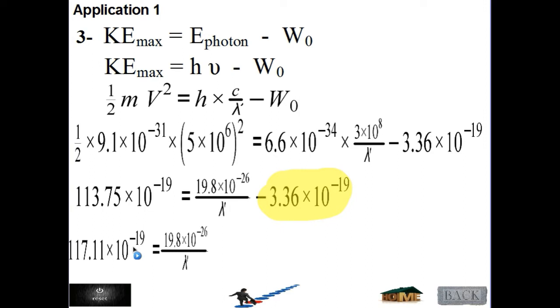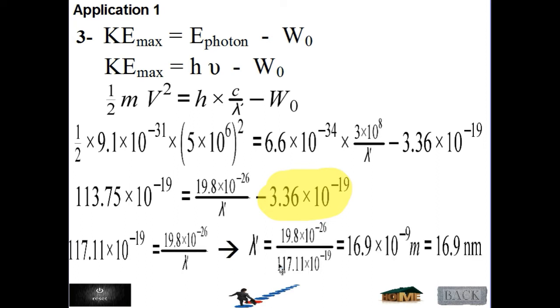And the answer will be 117.11 times 10 to the power minus 19 equals 19.8 times 10 to the power minus 26 over lambda prime. And thus lambda prime is 19.8 times 10 to the power minus 26 over 117.11 times 10 to the power minus 19, which is equal to 16.9 times 10 to the power minus 9 meter. Instead of 10 to the power minus 9, we can put nano. Then it is 16.9 nanometer.